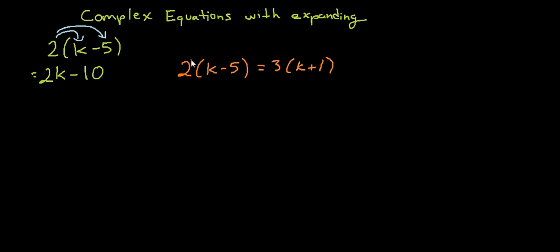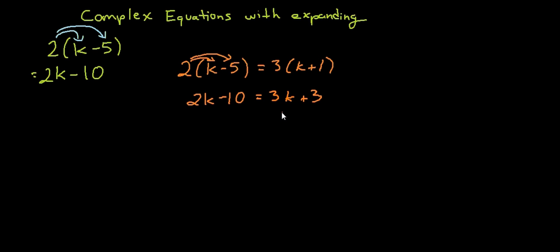So 2 times k, and you don't have to draw the arrow, that's just if it helps. 2 times k is 2k, 2 times -5 is -10. Good. 3 times k is 3k, and 3 times +1 is plus 3. Okay, so now we've expanded, and we're done. Now this is just like any other complex equation. I can move the variables to the right side or the left side, it doesn't really matter, and then I move the constants to the other.